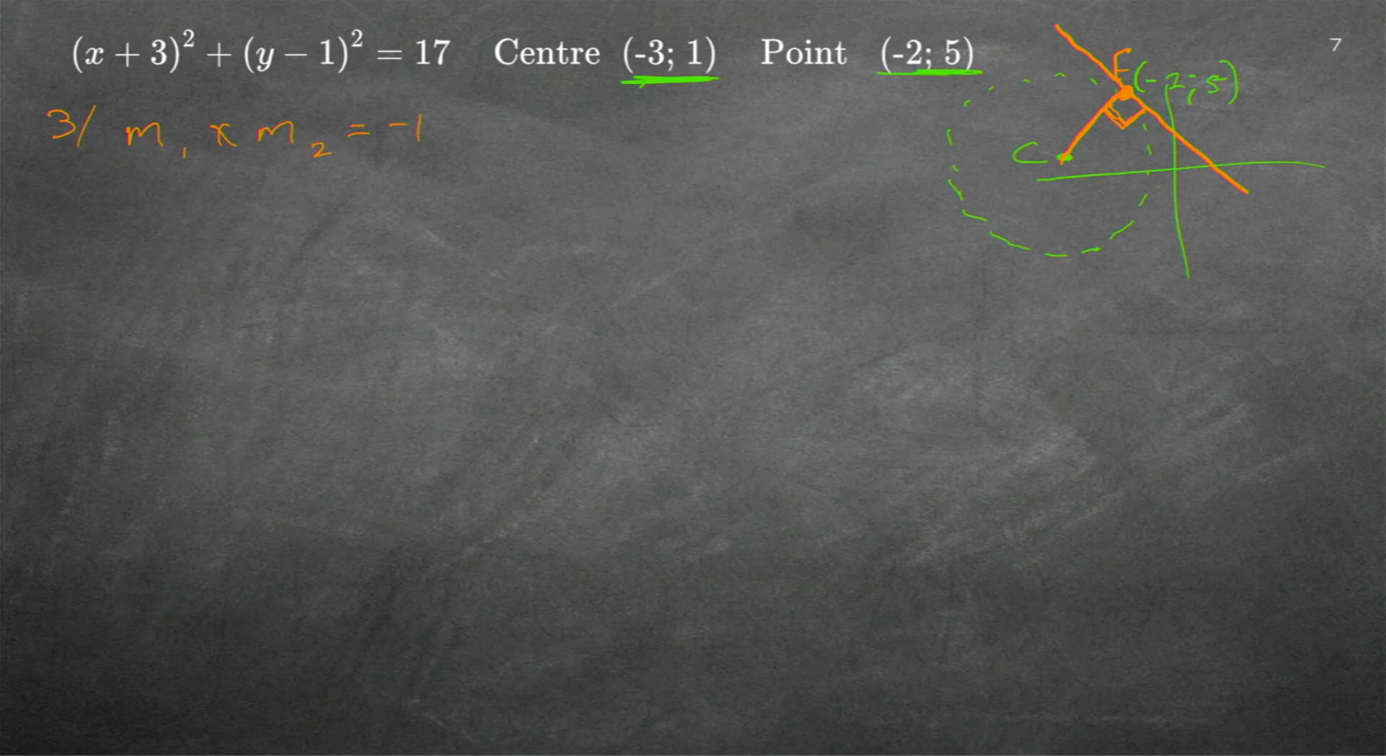So let's just fill in this point C was minus 3 and 1. So I'm going to do the gradient of CF. I'm going to use y of C minus y of F over x of C minus x of F. And I'm going to fill it in there, empty brackets.